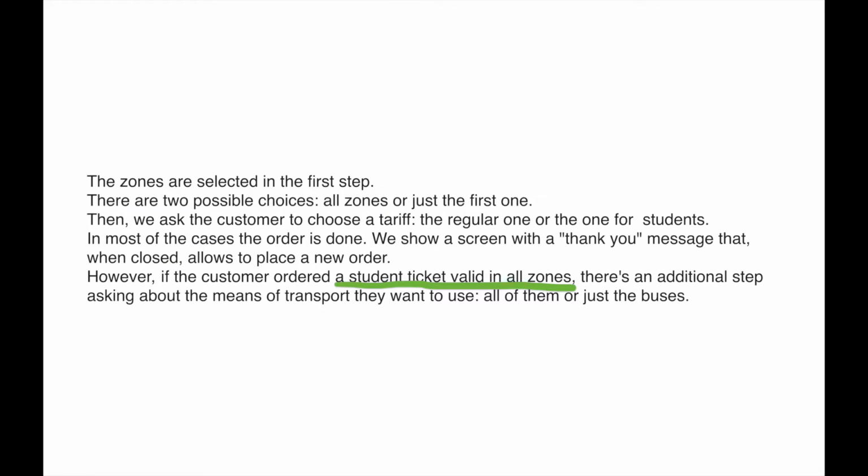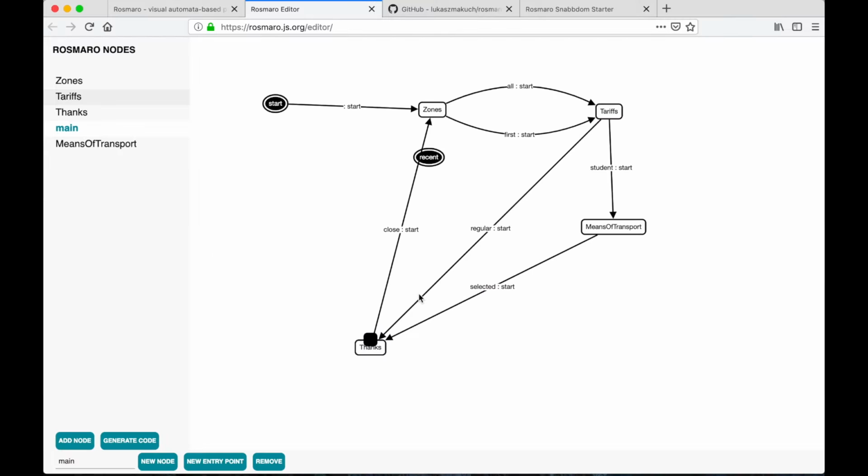The graph is not complete yet. The requirements clearly state that this extra step appears only when we are buying a student ticket valid in all zones. It is not supposed to be displayed for a first zone only ticket. It means we need to introduce the second path in the graph a lot earlier, starting all the way from zones, not just tariffs. To do so, we are going to duplicate the tariffs node.